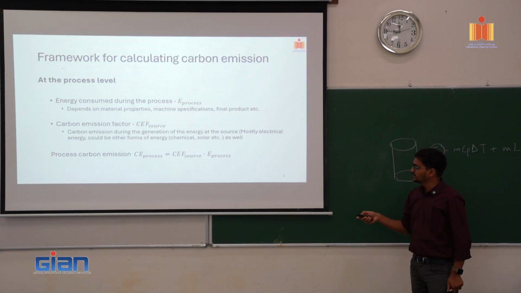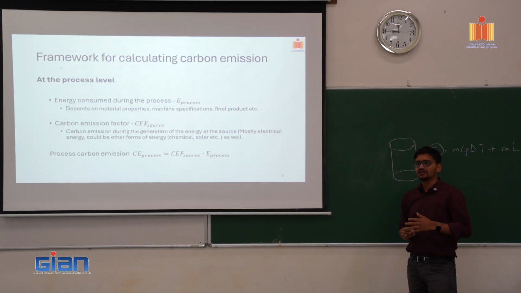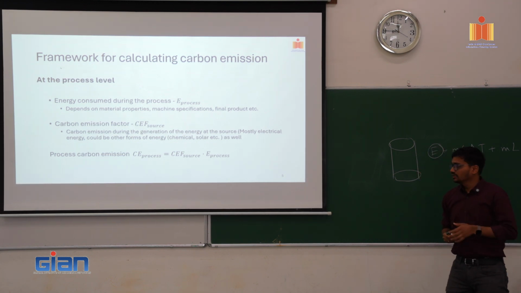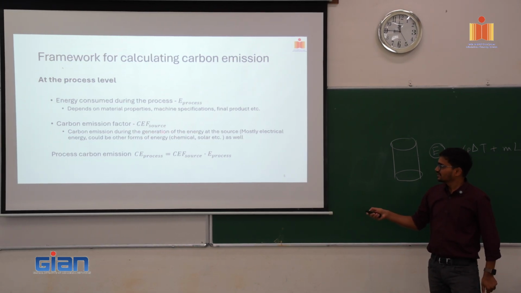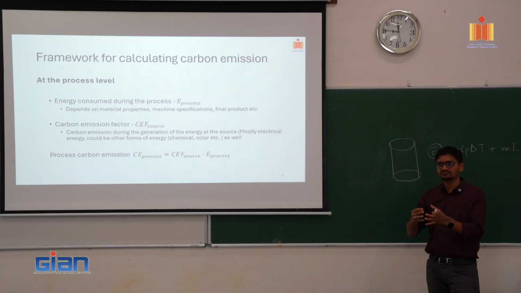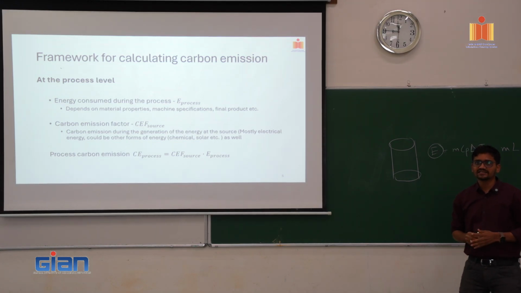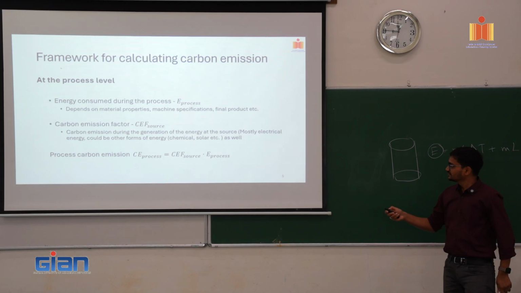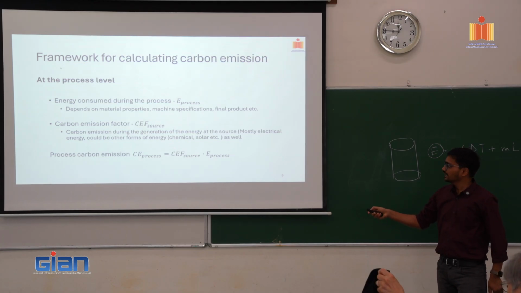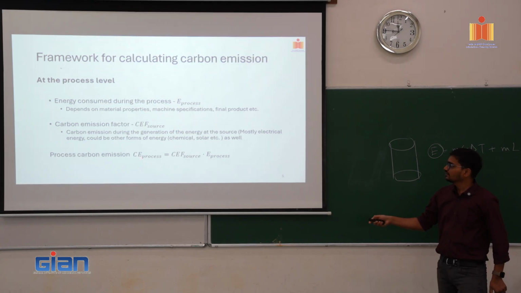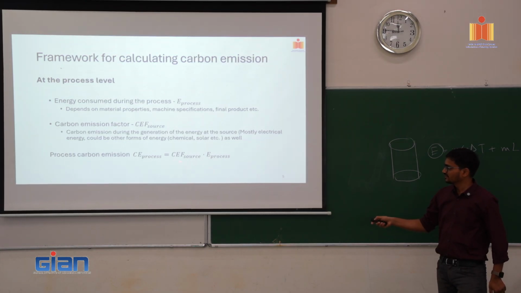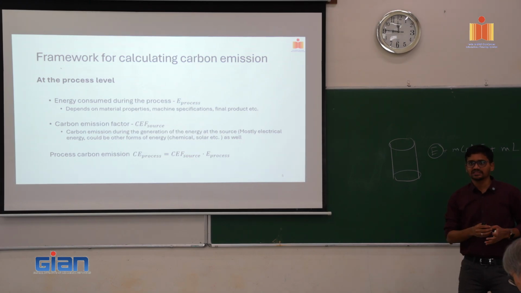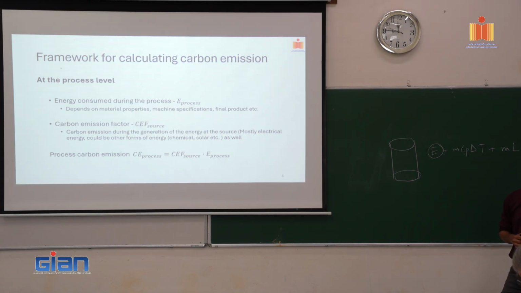Now there is a carbon emission factor which depends on what source you have used to generate this energy. So for example, if you have used a fossil fuel, then this carbon emission factor from the source will have some particular value. If you are generating the energy from renewables, then this will have some different value. Okay, and you combine these two, and finally you get the process carbon emission. So this is the process energy, this is the carbon emission factor for the source, and then finally you get the process carbon emission. Okay.